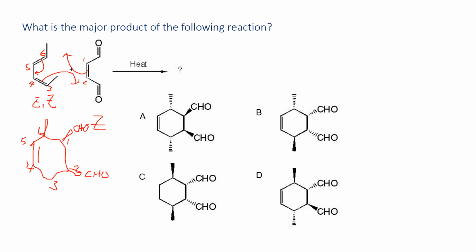And we should note that we have another methyl which is in the Z position, and that therefore should be opposite, because this is an EZ. And so herein, our answer should be two methyls opposite and two aldehydes on the same side. And so our answer here is B.